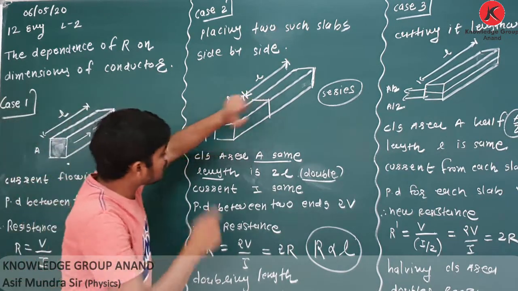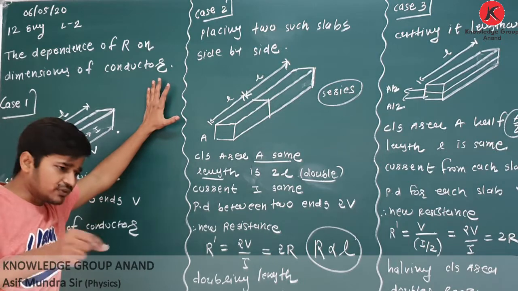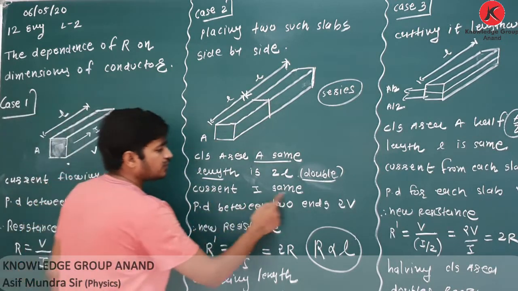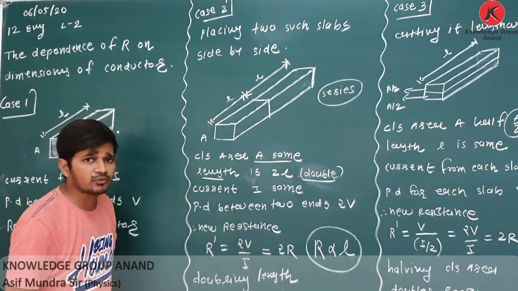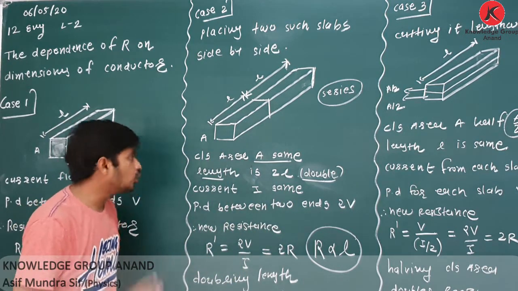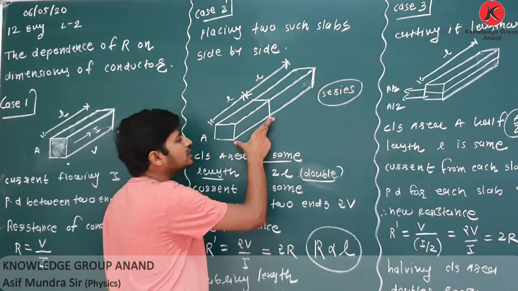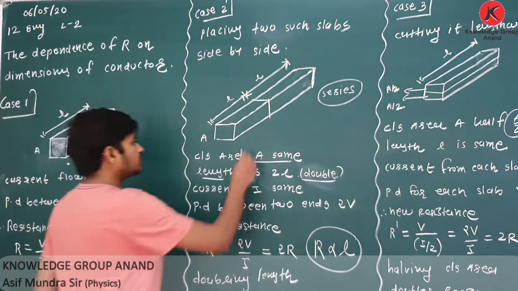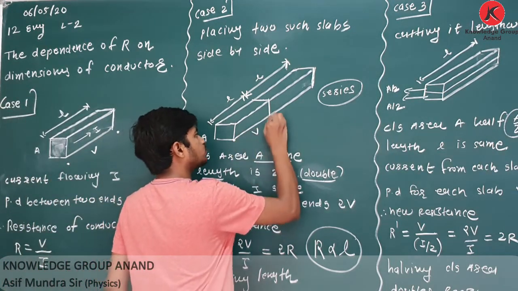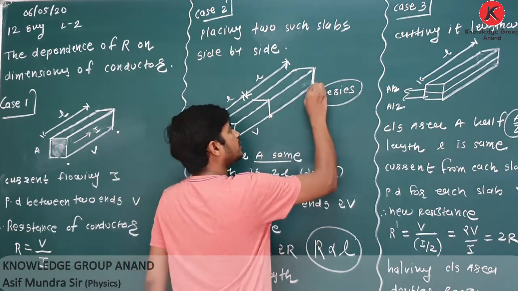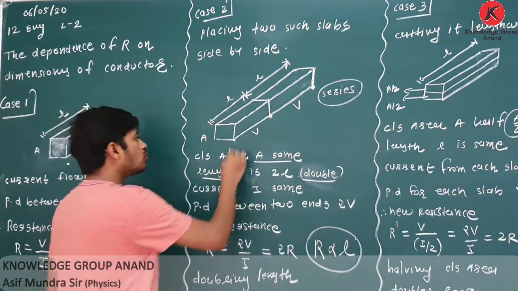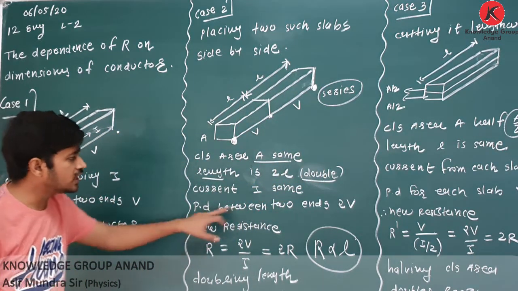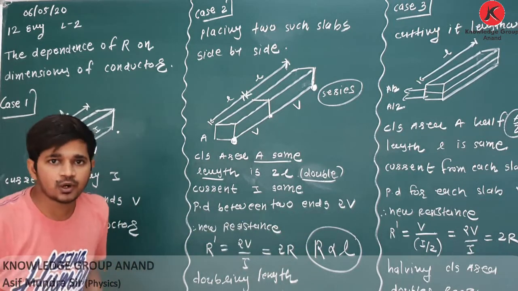See, these two slabs are in series connection, which we will study in this chapter. Whenever two conductors are in series connection, the current flowing through them is the same. Clear about this? Between two ends of one conductor, the potential difference is V. Between the two ends of the other, the potential difference is also V. So between two ends of the composite slab, what is the potential difference? It is 2V. Clear about this?